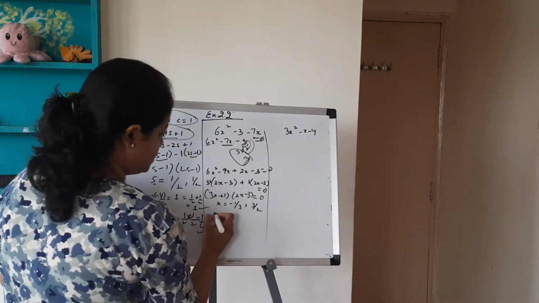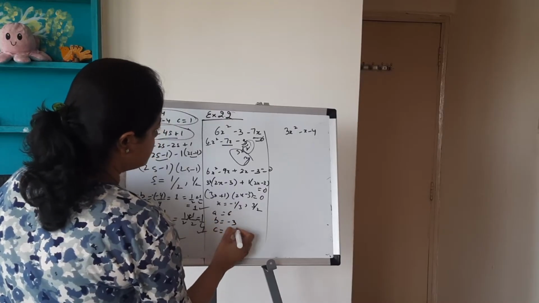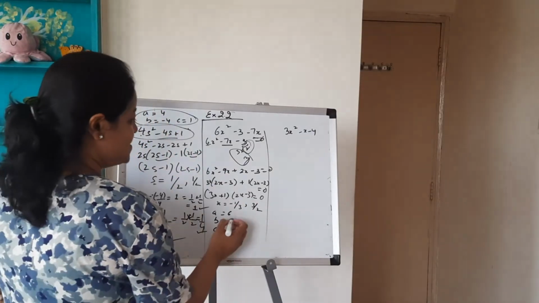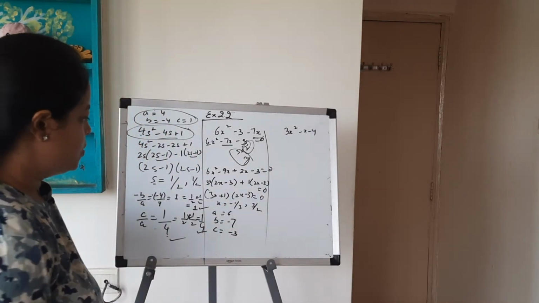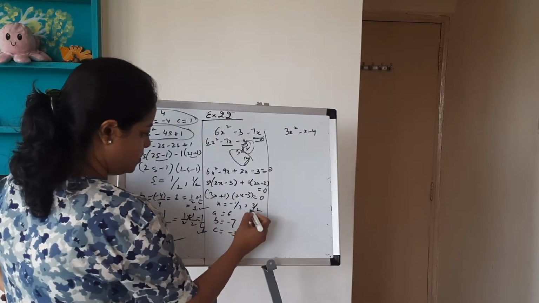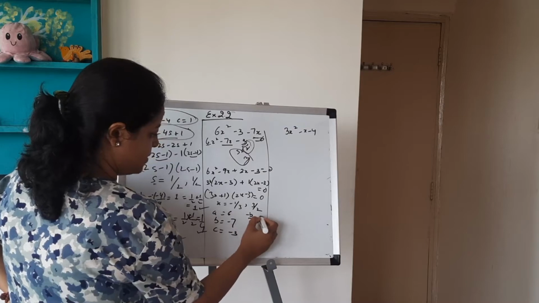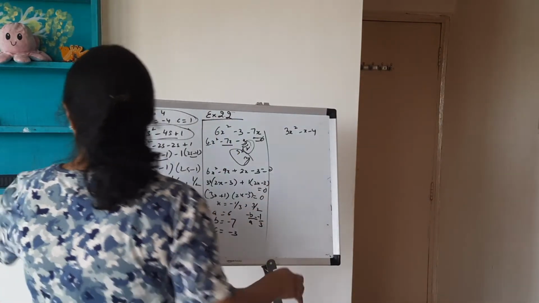What is a, b and c here? A is 6, b is minus 7, and c is minus 3. Confusing you guys. So let's find out minus b by a. Minus b by a is the sum, which is 7 by 6. So let's just make space for this one.